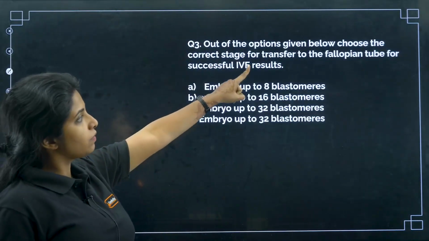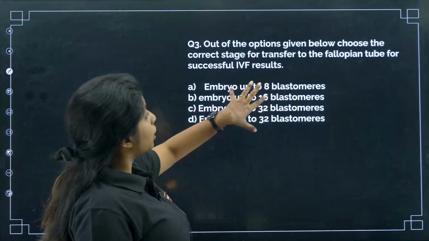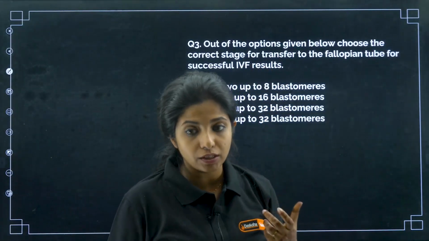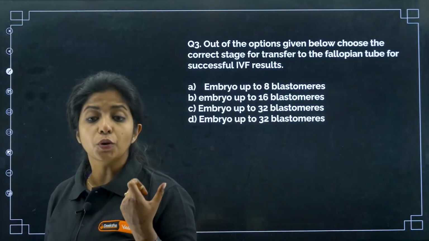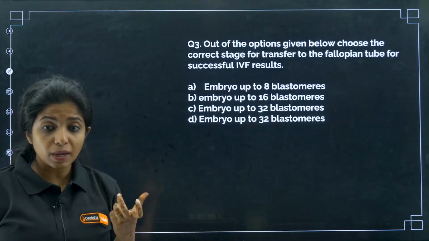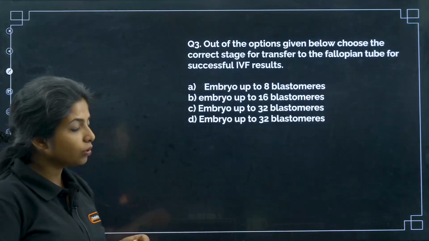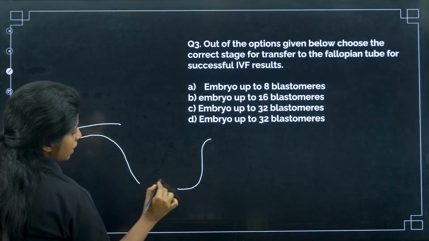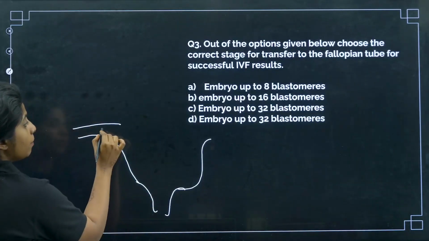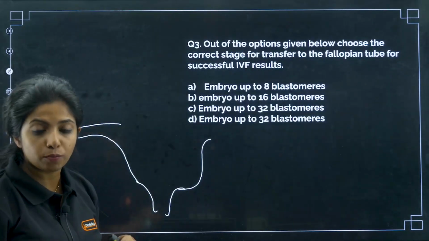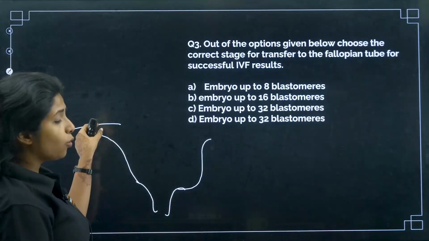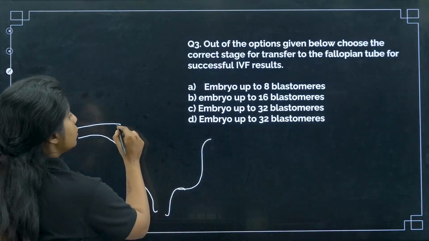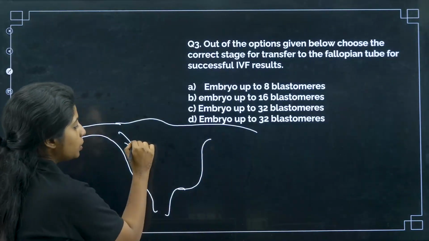So, choose the correct stage for transfer to fallopian tube for successful IVF results. IVF means in vitro fertilization, my dear children. Now, for IVF, which type of blastomere embryo do you need? Suppose I am putting the embryos in the fallopian tube, and suppose the embryos have more than 16 blastomeres, that is 16 cells. Do you think they can grow over here? No, my dear children. First thing, in the fallopian tube, your embryo should not be growing very much. It should be moving down towards the uterus.